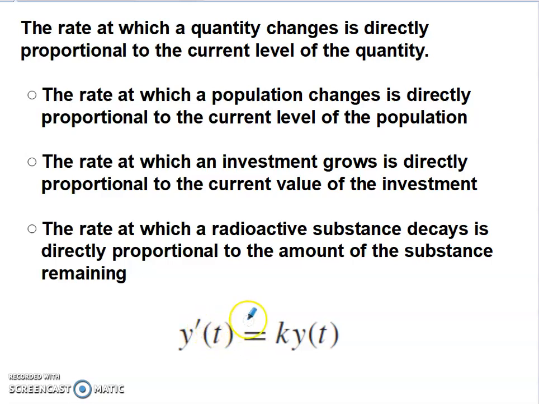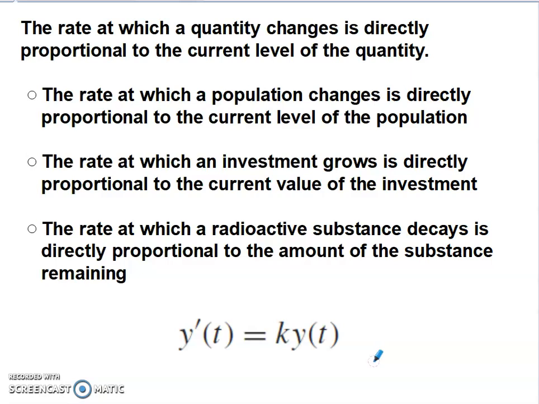So the rate of change is proportional, meaning there's some constant of proportionality represented by this constant k that we multiply the current level of the quantity by. If y prime is the rate of change of the quantity, the current level of the quantity is going to be given by the function value y of t.